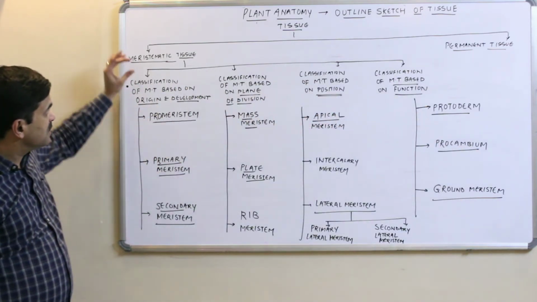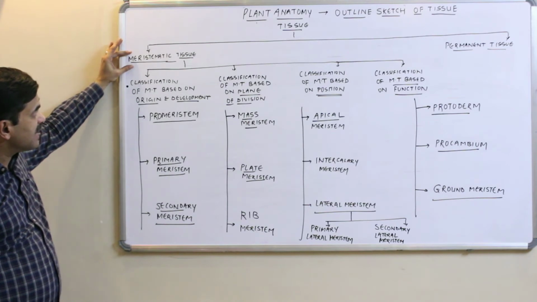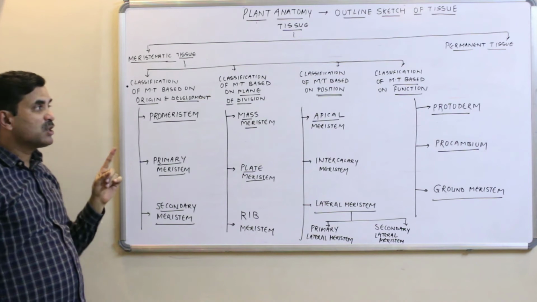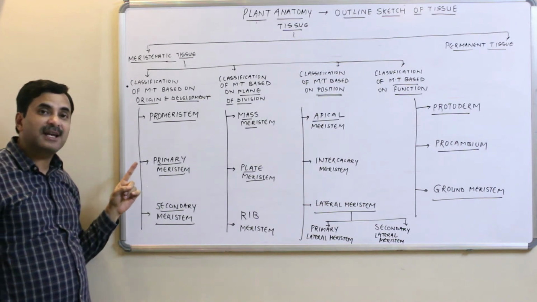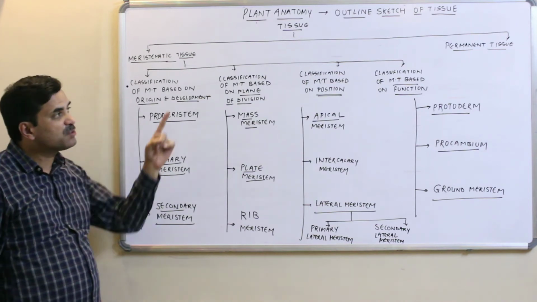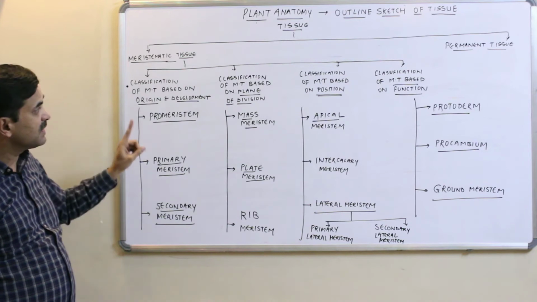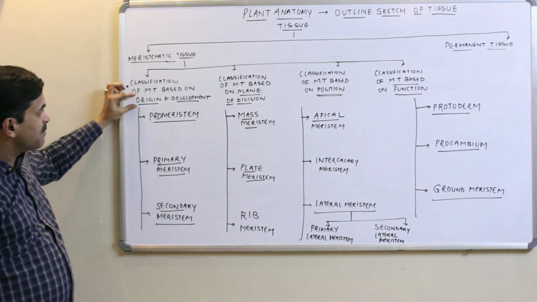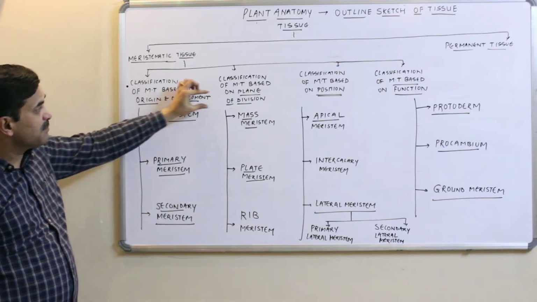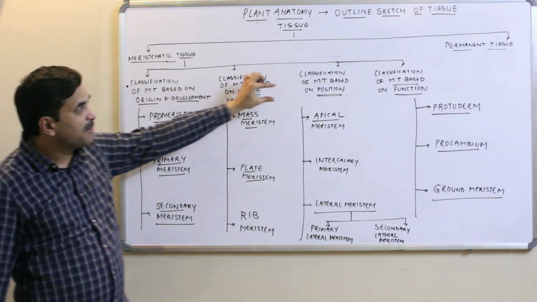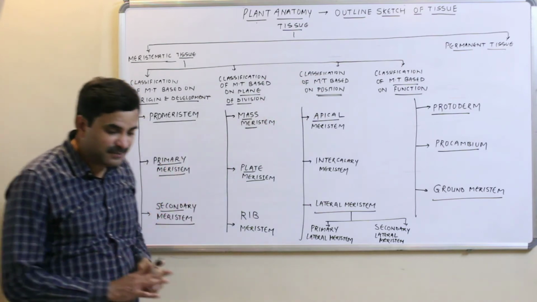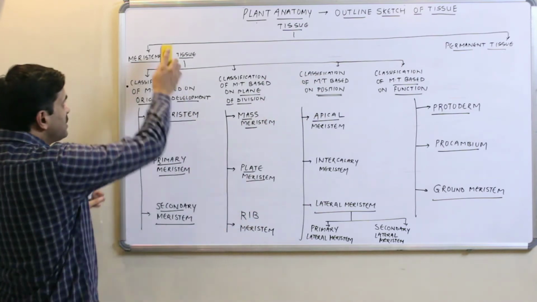Clear? So this is the outline sketch of the classification of the meristematic tissue. Alright. You can take a screenshot and then I will remove this, and then we'll be coming to the permanent tissue. Is it clear? So meristematic tissue is classified on four bases: based on origin and development, based on plane of division, based on position and based on function. Alright, is it clear? Now coming to the permanent tissue.